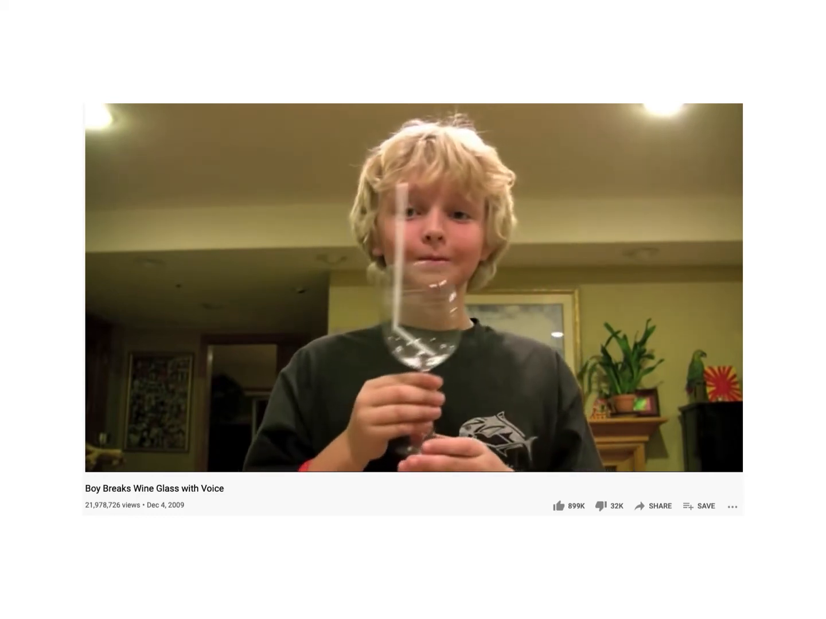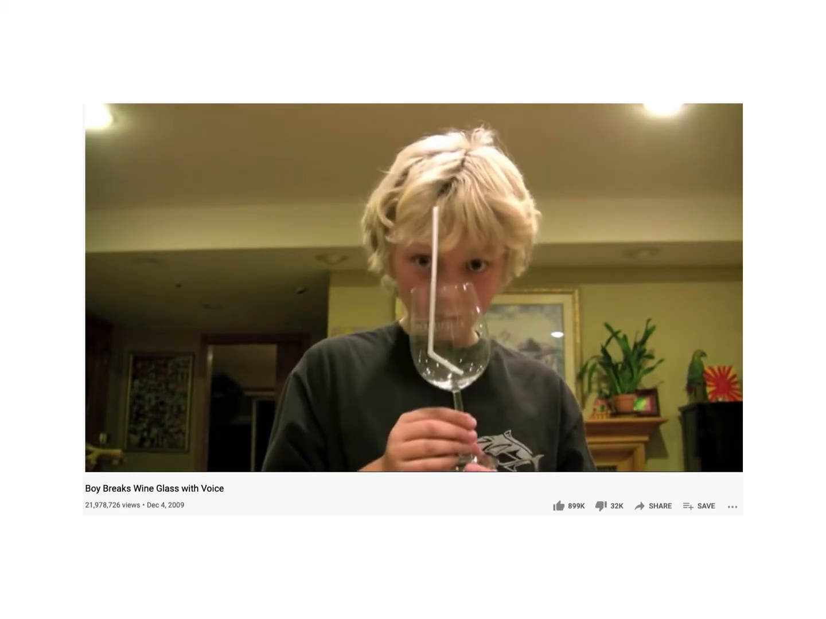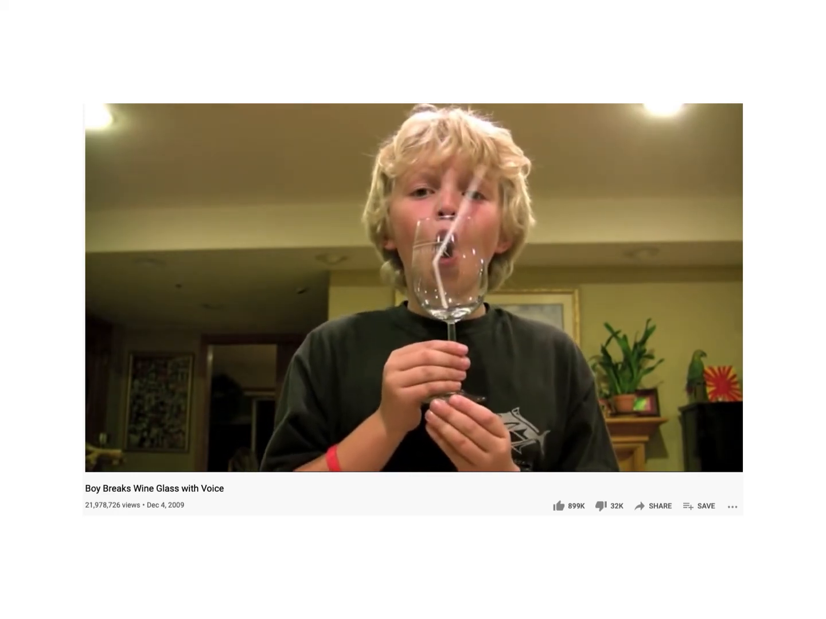So the straw is there, so he's trying to sense when the glass is actually starting to vibrate. The straw starts moving if he hits the right frequency.